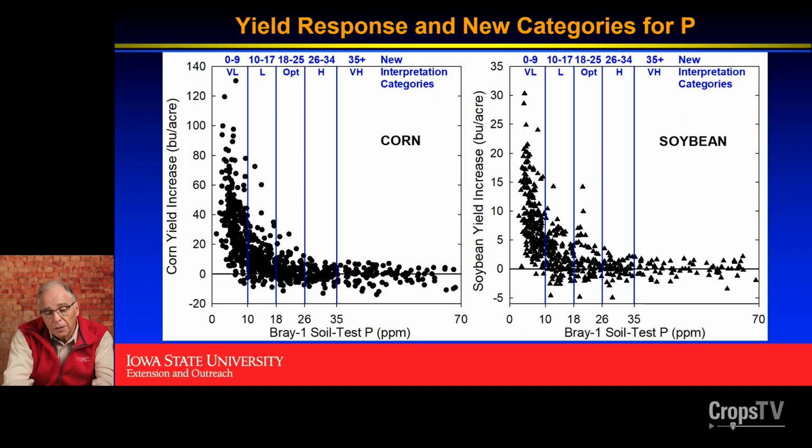This is yield, it's the same thing, but it's response. That's relative yield. Here you have the actual yield increase. For example, in corn, in the very low category, you have anywhere from very little to about 140 bushels response in corn. And in soybean, you have sometimes very little, but you have up to 30 bushels. But when you are in the high or very high interpretation categories, it's obvious that on average the response is 0 or below 0.